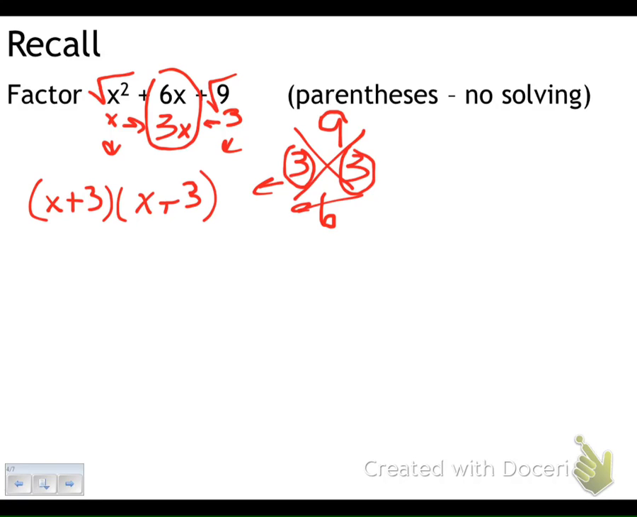And where we get this plus sign is basically from this second term. There's a plus sign here, so we've got to have plus signs here. If there was a minus sign here, we would put minus signs here. Now what I want you to start doing today is, from this step right here, x plus 3, x plus 3, I want you to start writing your answers like this.